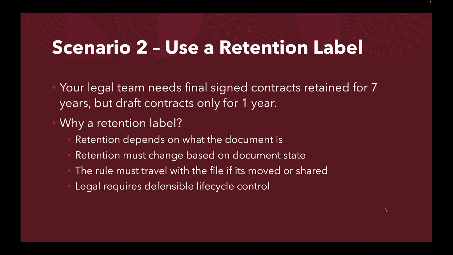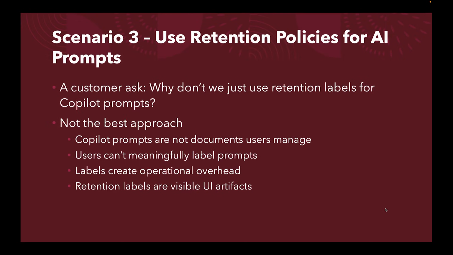So let's say December 1st, you have a document and you're like, okay, listen, I'm going to apply this retention label to it. But then as the document matures by December 15th, you're like, all right, we need to change this label for our document because our document maturity has grown and it's more significant for us. So instead of it being for 1 year, we now need to put up to 3 years, 5 years, or whatever you dictate, right? And then finally, and I touched on this a little bit earlier, the rule must travel with the file if it's moved or shared, right? So legal requires defensible lifecycle control.